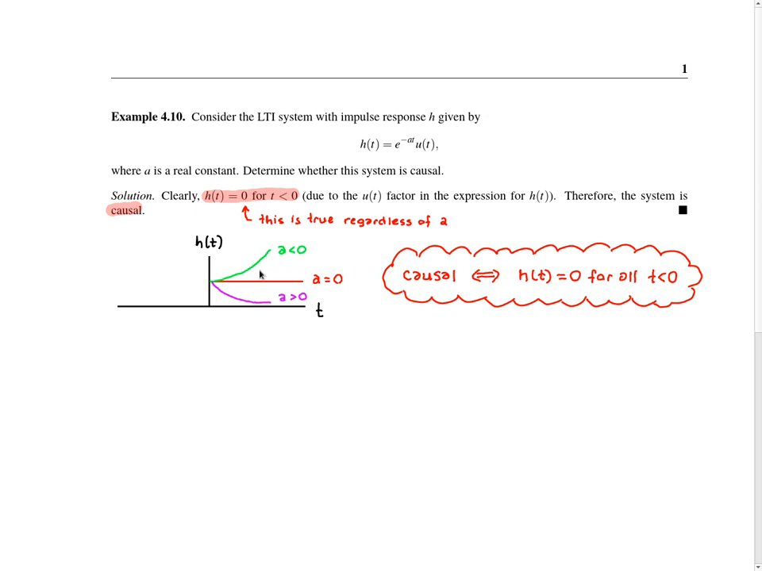If a is less than 0, we get a growing exponential. If a is equal to 0, we get a constant function. And if a is greater than 0, we get a decaying exponential. But what you'll notice is in all of these cases, whether a is greater than, less than, or equal to 0, it's always the case that for negative values of t, this function h is 0. In other words, this condition is always satisfied. h is always a causal function. Therefore, the conclusion that we draw is the system is actually causal.